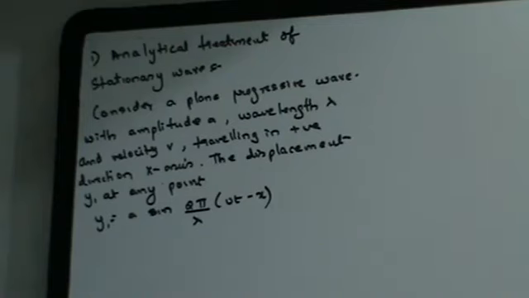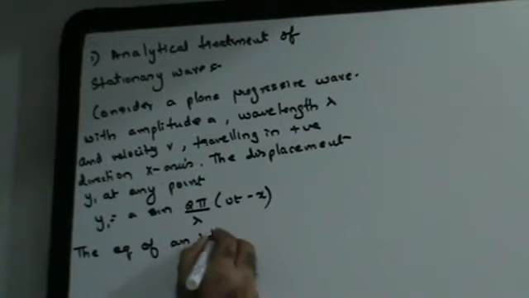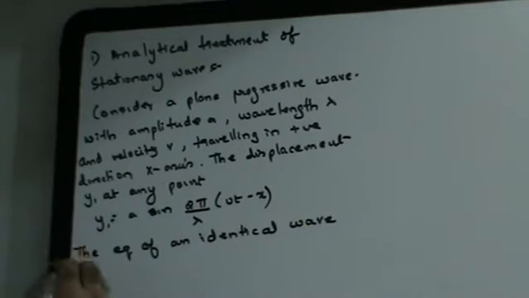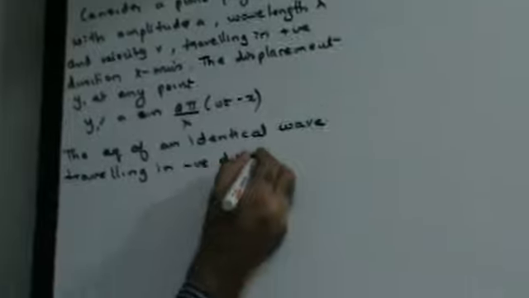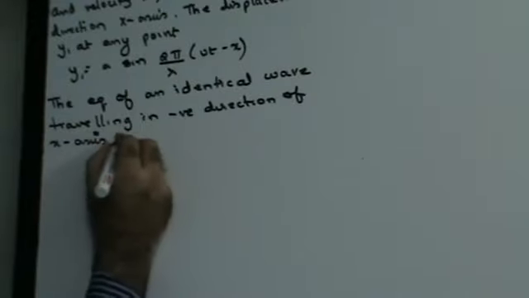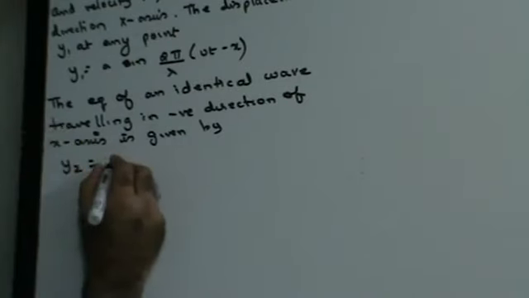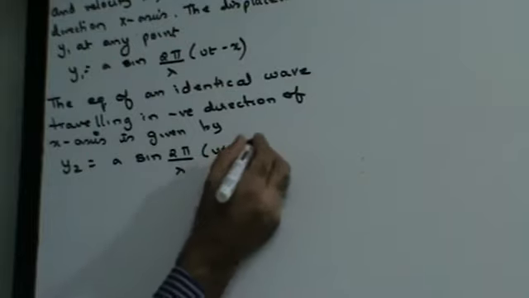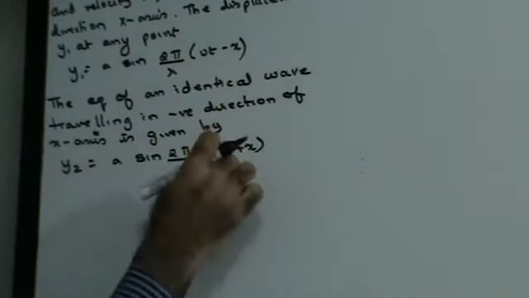Instead of that, if it travels along the negative direction of the x-axis, the equation of an identical wave traveling in the negative direction of the x-axis, let's call that y2, is given by y2 is equal to a sine 2 pi by lambda (vt plus x). Now if this was minus x, this will be plus x.